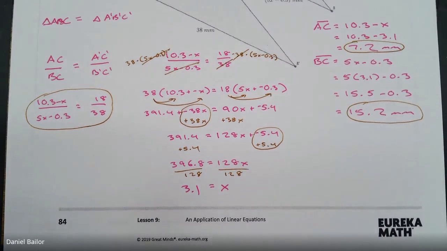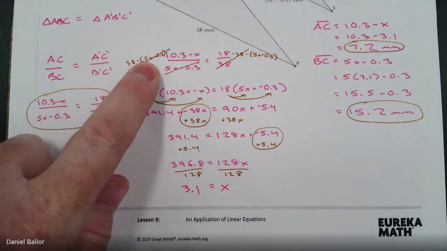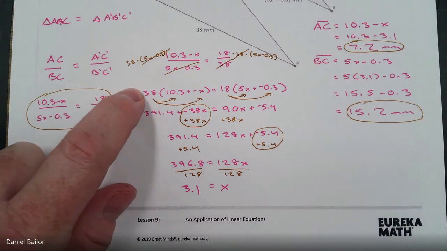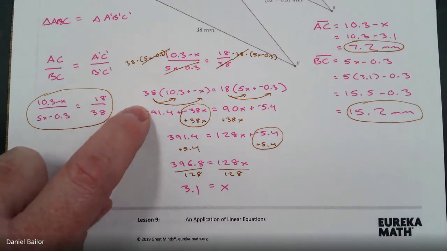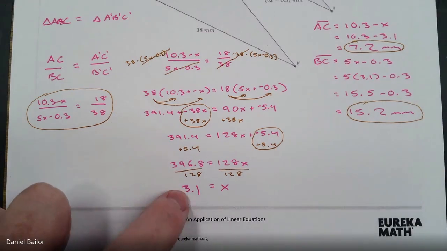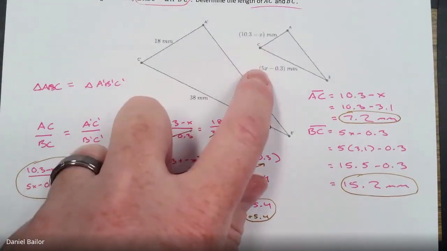Now we are done. We had our equation, which was a proportion. Then we used our skills from other lessons to change the proportion, using the multiplication property of equality, into what looks like a linear equation. Distribute, addition property, division property, find x, and then we use x to find the missing pieces of the triangle.